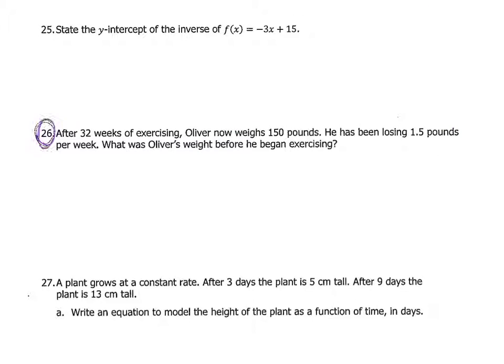Alright, it looks like I tried to circle number 26 here. It says, after 32 weeks of exercising, Oliver now weighs 150 pounds. He's been losing 1.5 pounds per week. So notice that we have this 32 weeks, 150 pounds. So we can actually write that as a point because we have an x and a y value together. 32, 150.